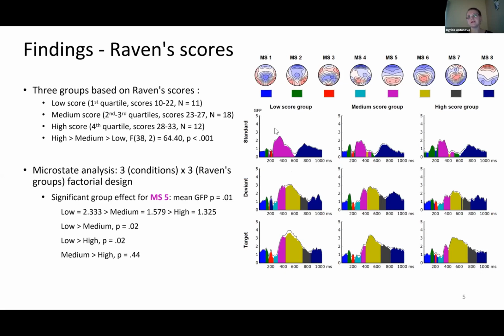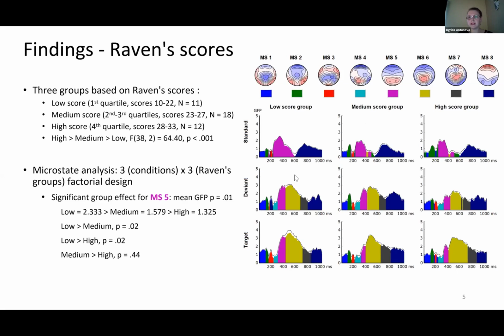The only significant difference was a group effect for microstate 5, so this common processing step, and it showed that the amplitude of this microstate was larger in the group with lower Raven scores compared to the medium score group and the high score group. And interestingly, it did not differ between the two groups with higher scores.